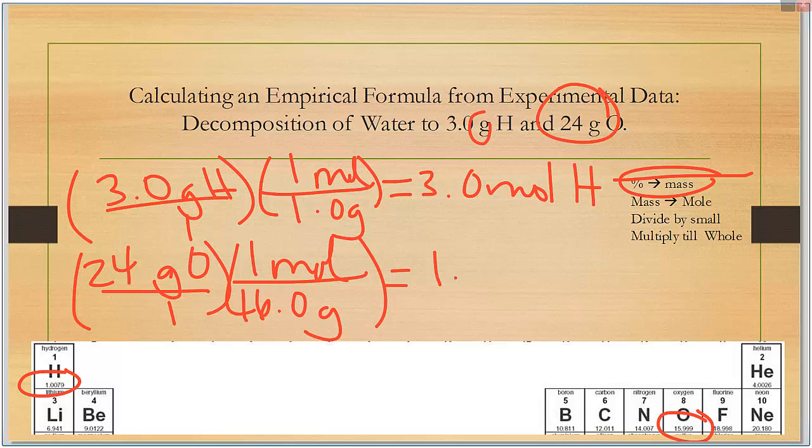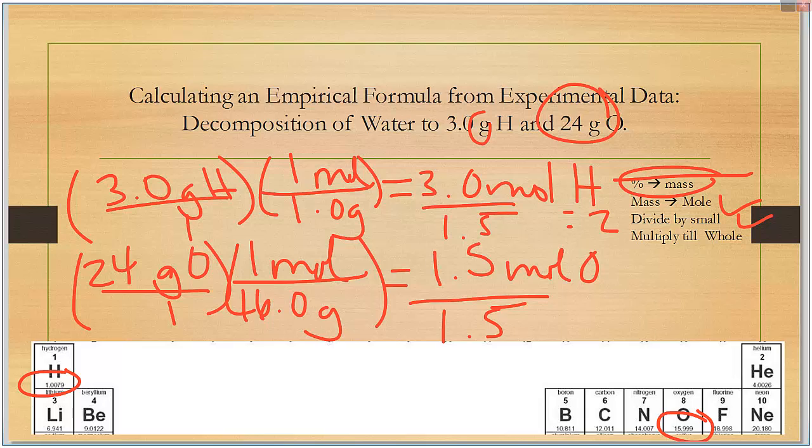So we have that figured out. Divide by small. 1.5 is smaller, so we're going to divide both sides by 1.5. This comes out to be 2. This comes out to be 1. So multiply to a whole, the numbers are already whole. So H2O1. So H2O.